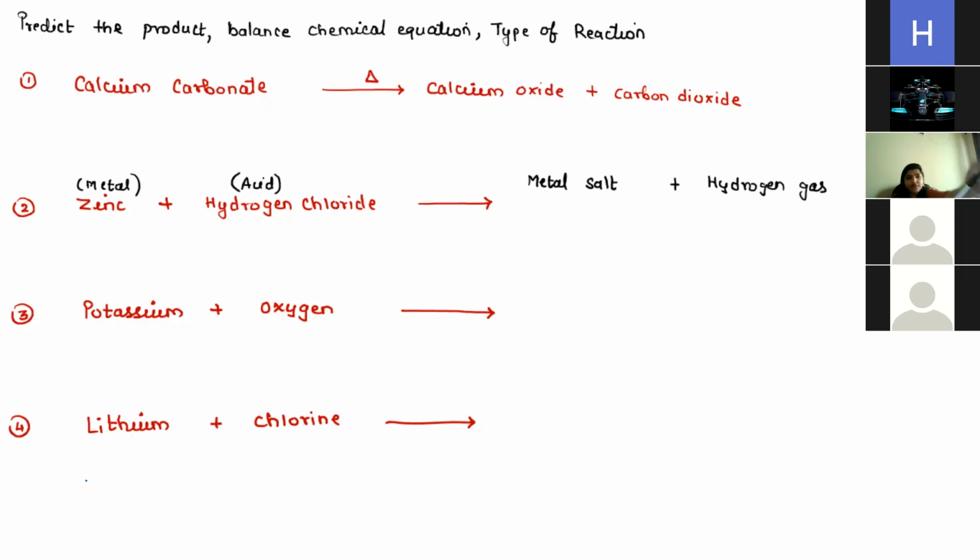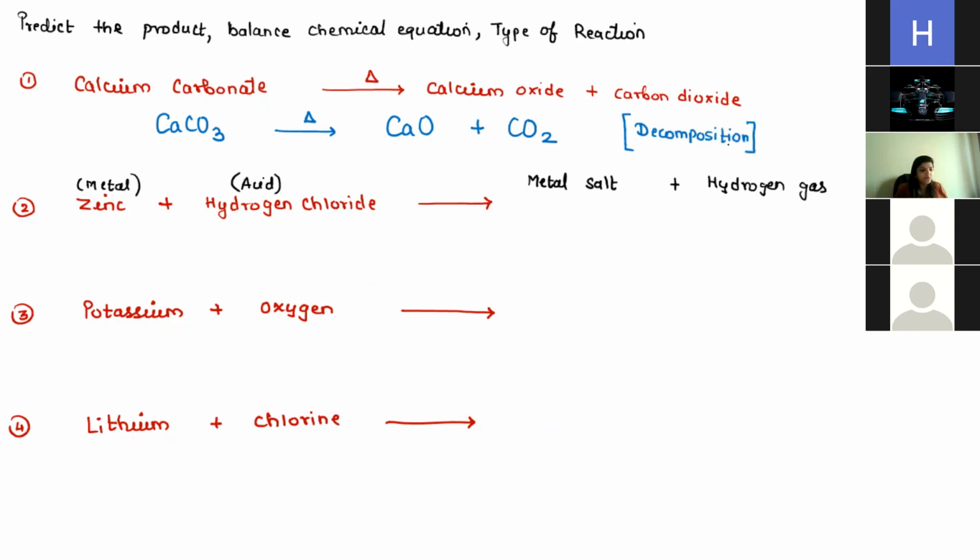Huh? Sorry, I can't hear you. CaCO3. Yes, that's correct. CaCO3 on heating. Formula for calcium oxide. CaO plus CO2. Correct. Calcium plus 2, oxygen minus 2. So CaO plus CO2. And what will be the type of reaction? Decomposition. Yes, it's a decomposition.